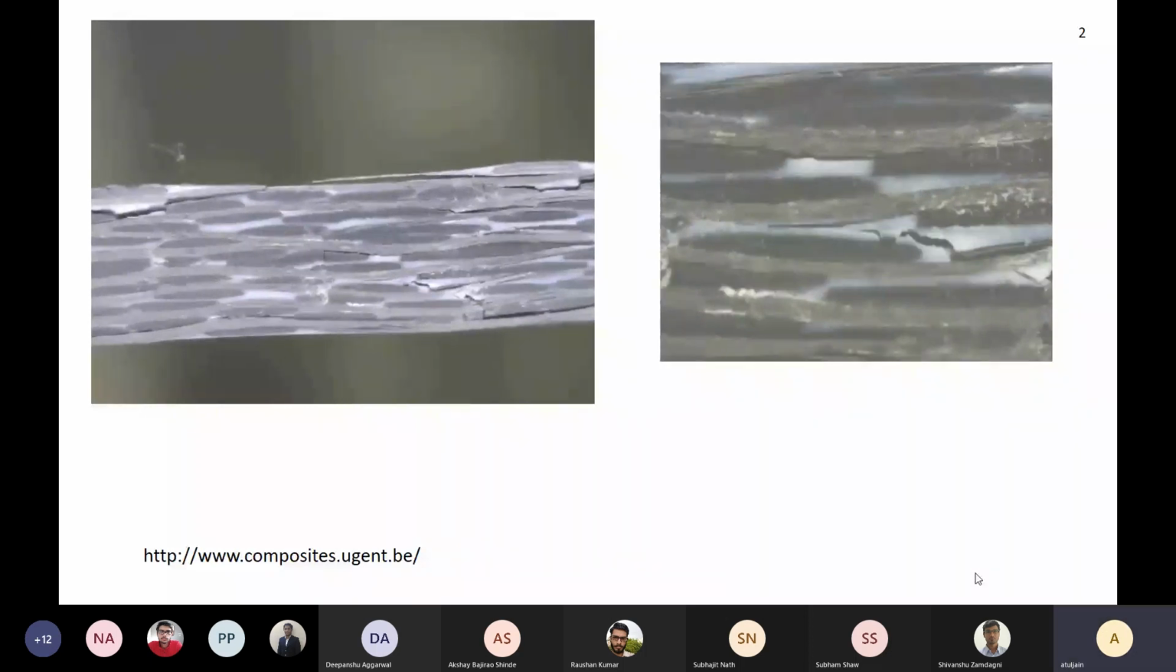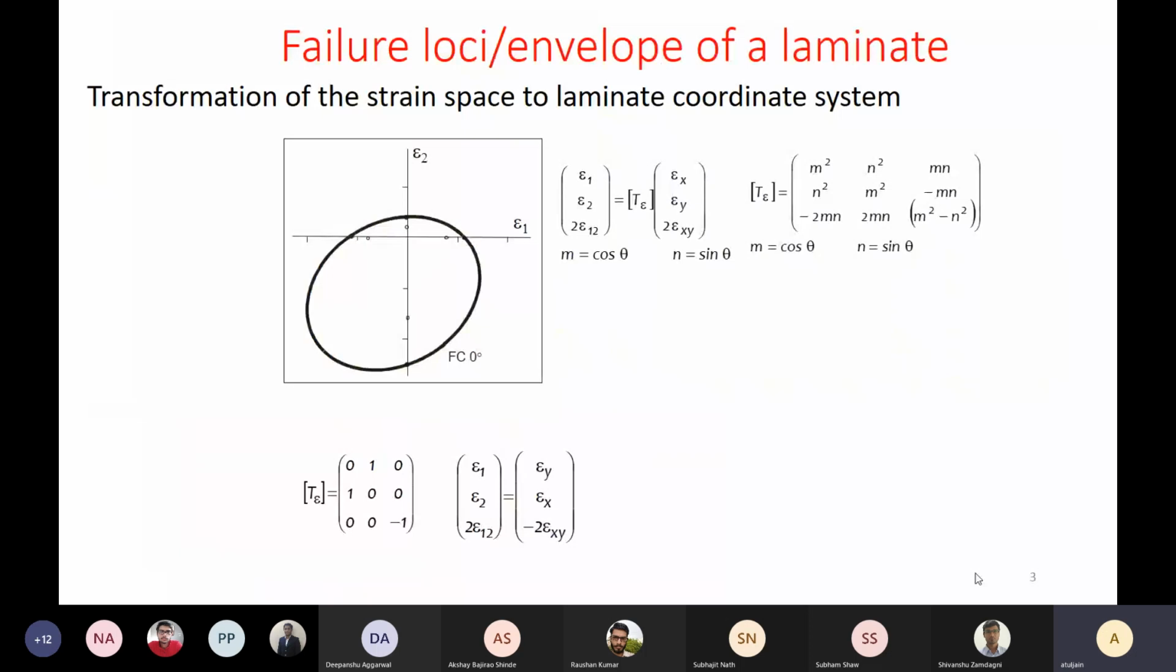So first of all, we know that there are certain theories of failure. Based on theories of failure, we can have a failure locus or a failure envelope.